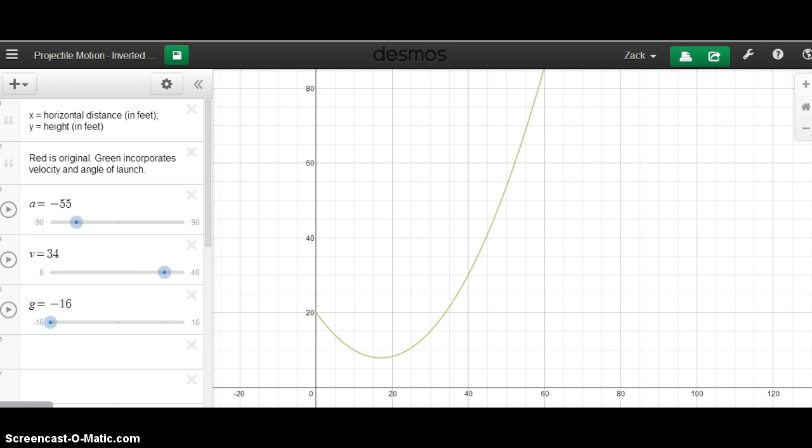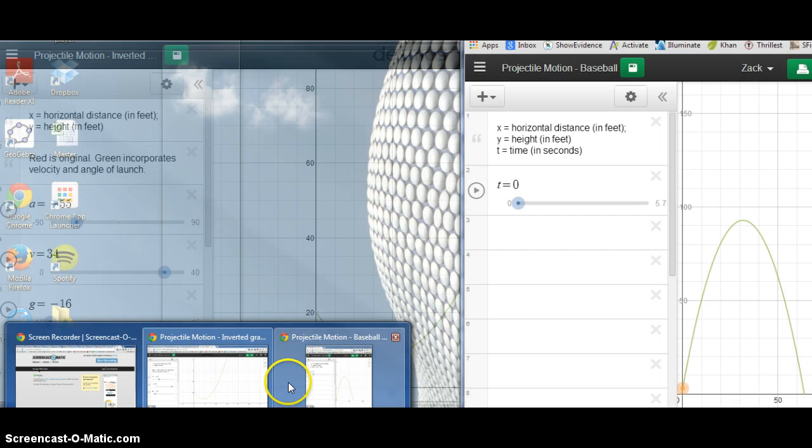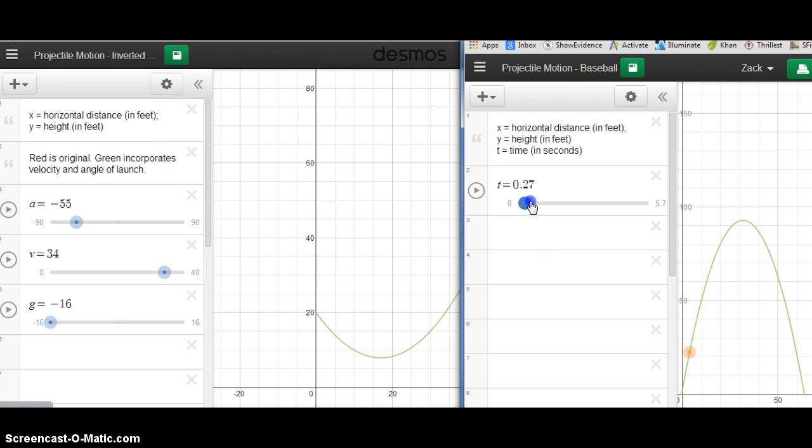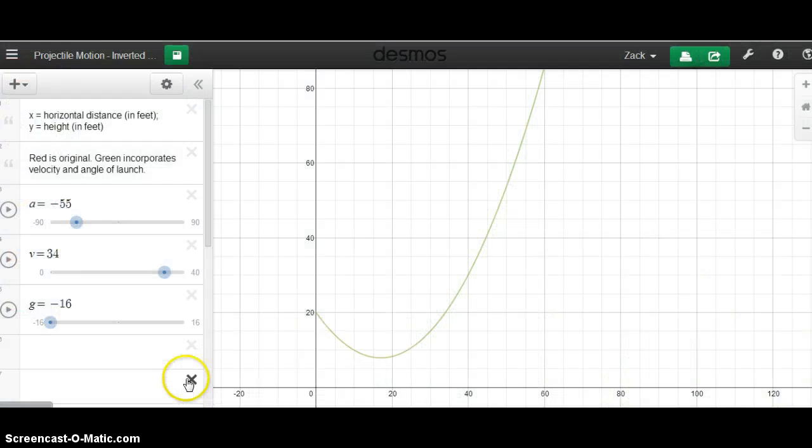This can be done using a parametric equation. It looks a little like this. It has a little dot that moves, and this slider represents time, while we still have our height and distance away. It might look a little something like this.